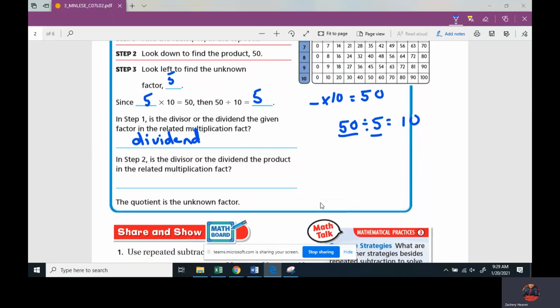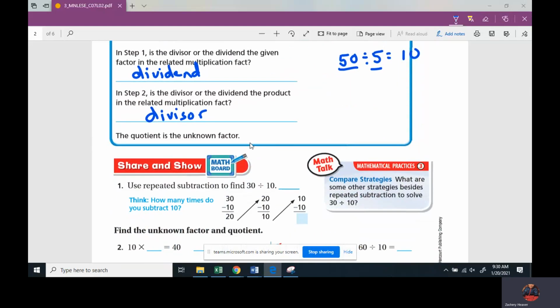Now, step 2, they're giving us the divisor. I don't like how they worded that. Just put divisor. And the quotient we know was the unknown factor, but we know what it equals. It's just, this thing's hard to write on. Yeah. So we have dividend and divisor.